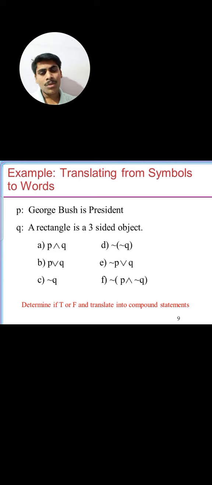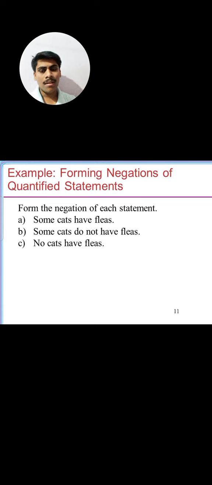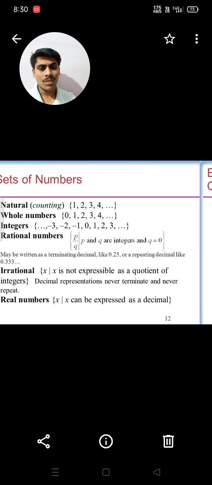Next, an example of forming negations of quantified statements: form the negation of each statement. Options: some cards have fleas, some cards do not have fleas, and no cards have fleas. These are examples of forming negations of quantified statements.